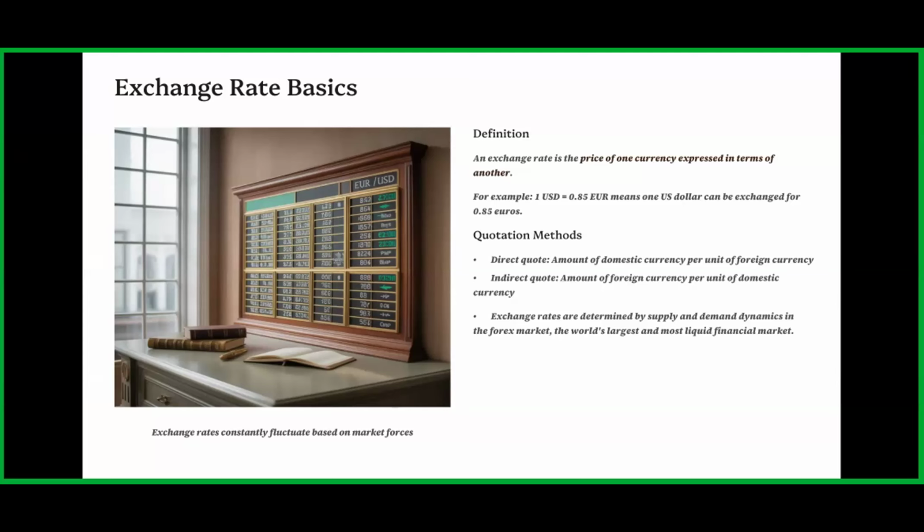So if you work in Japan, when the yen is converted to another currency, it is a direct quote. And when we convert other currencies into the yen, then it is the indirect quote. So that is the basic difference between these two quotation methods.